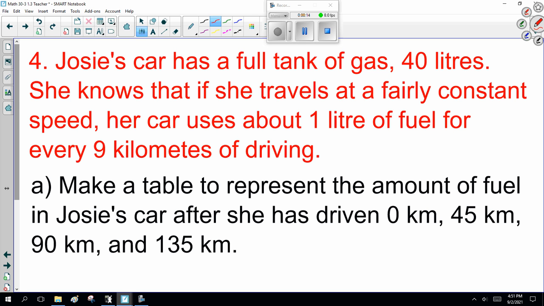So, Jose's car has a full tank of gas, 40 liters. She knows that if she travels at a fairly constant speed, her car uses about 1 liter of fuel for every 9 kilometers of driving. So, let's make a table to represent the amount of fuel in Jose's car after she has driven 0, 45, 90, and 135 kilometers.